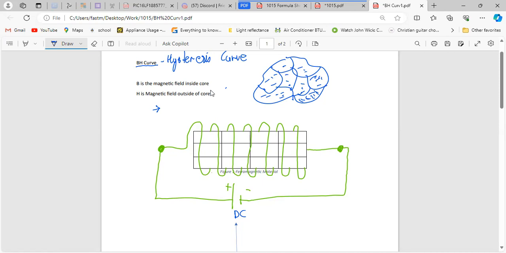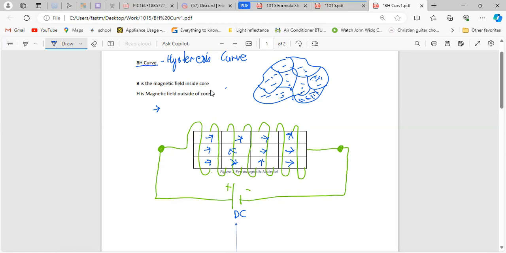For simplicity, I'm just going to put one arrow here. Just for simplicity, the domains all point in different directions. Within a domain, the dipoles point in the same direction. So we have this. And how magnetization works is, when the dipoles are aligned in the same direction, you will have a stronger magnetic field.